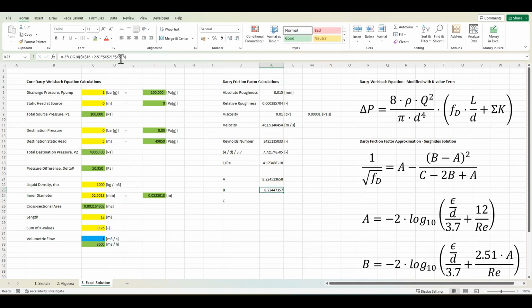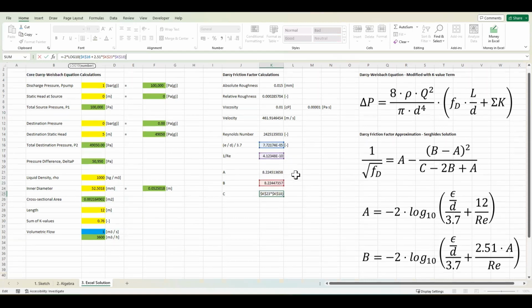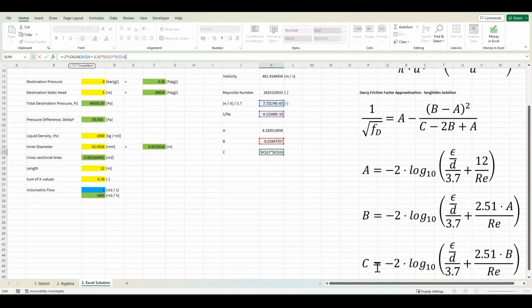And you can do that on your keyboard by pressing F4 as a shortcut. And I'm going to copy this down. I'm just going to amend this because this needs to go to B. So you'll notice that C is the same thing, minus 2 times log 10 of K16, which is E over D over 3.7, plus 2.51 times K23, which is B, multiplied by 1 over the Reynolds number, or divided by the Reynolds number, as it's in here.